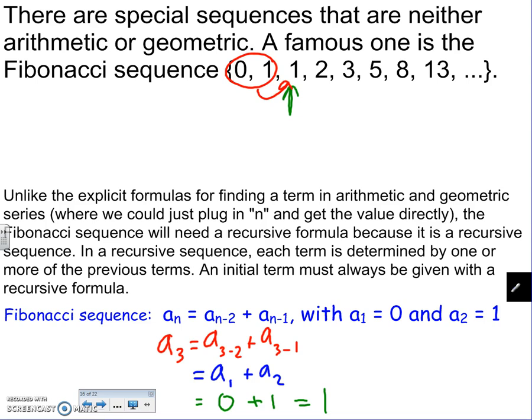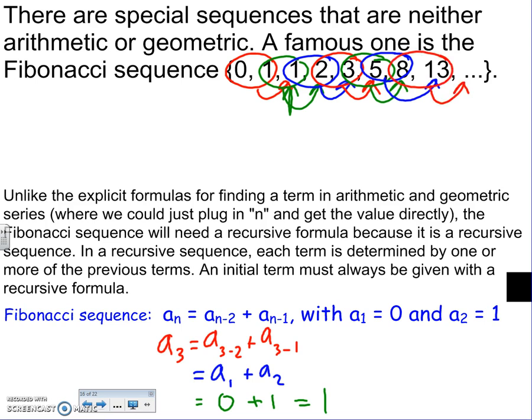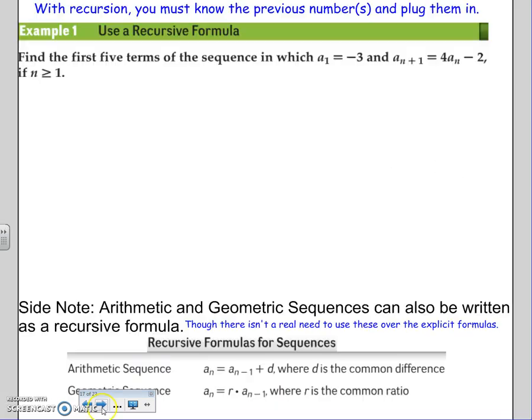Then if I add 1 plus 1, I get 2. If I add 2 plus 1, I get 3. Let's repeat. 3 plus 2, I get 5. 5 plus 3, I get 8. 8 plus 5, I get 13. Like so, the next term is going to be 13 plus 8, which gives us 21, and so on. So you need the previous numbers. There's no set number to add or multiply by. It's a recursive formula. Let's leave that there.